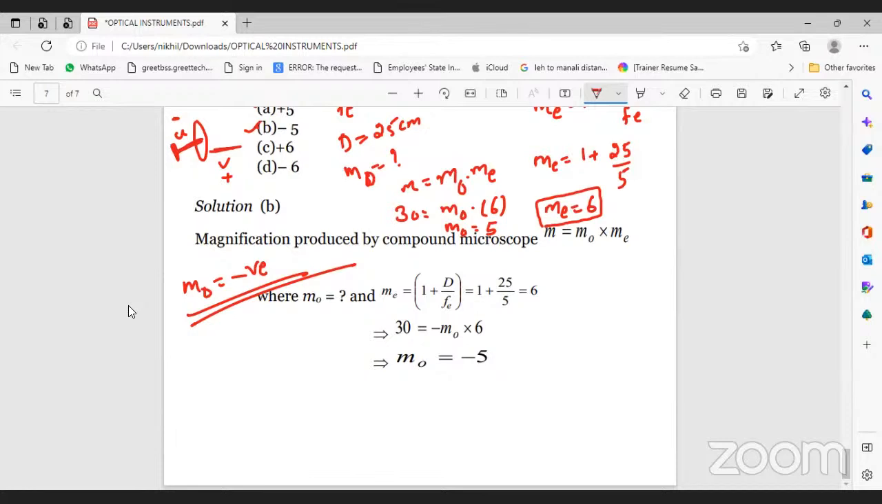So these are the different varieties of problems in optical instruments. In the next class, we'll start with wave optics. That is the next topic after ray optics. If you have any doubt related to ray optics, you can ask in the next session.